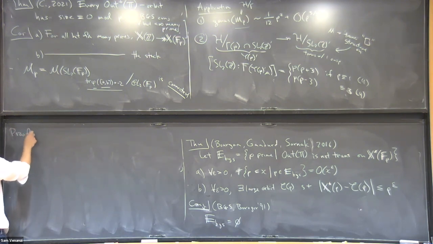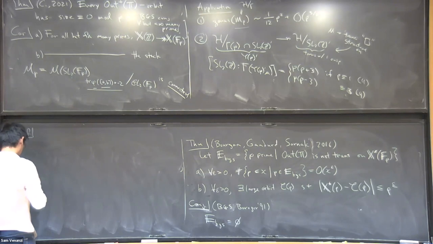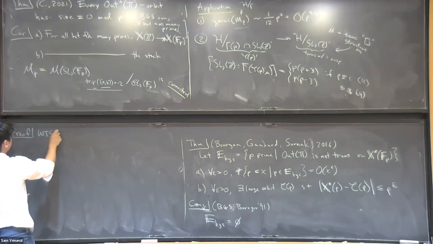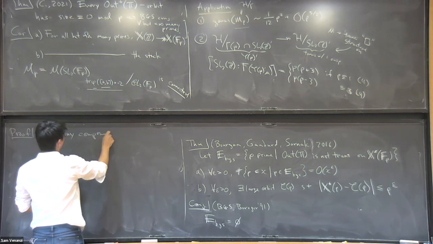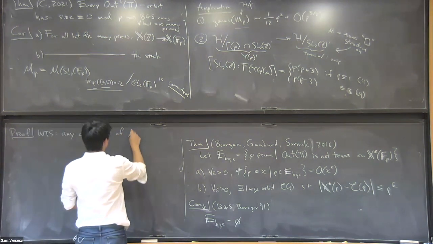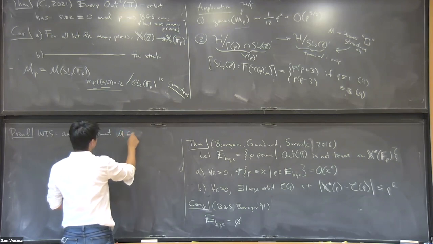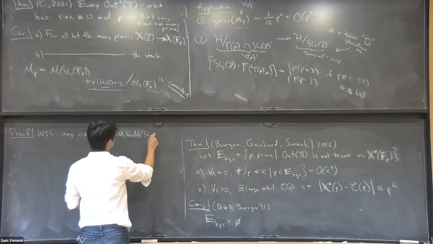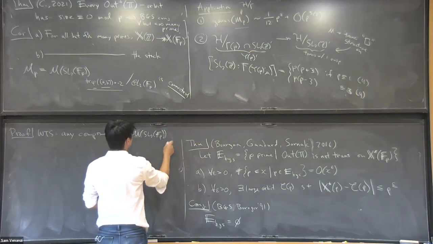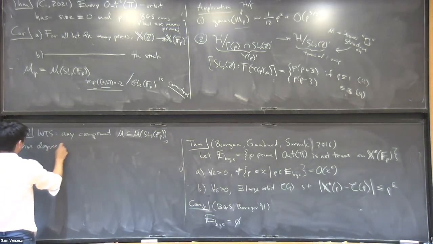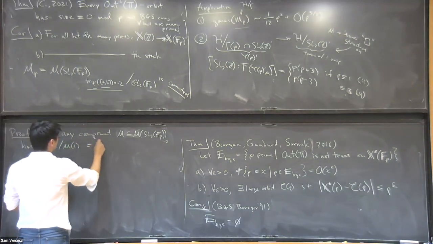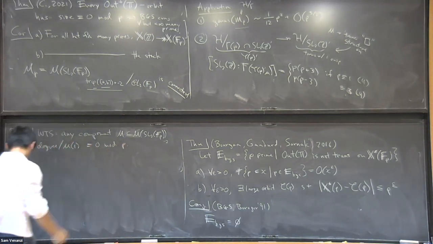So the proof, I'm just going to draw a diagram and then I'll write the result. Okay, the proof is that what we want to show reduces to some Galois theory. What we want to show is that any component N of M SL2 P, that's with trace invariant negative 2, has degree over M1 equal to 0 mod P. This is what we want to show.